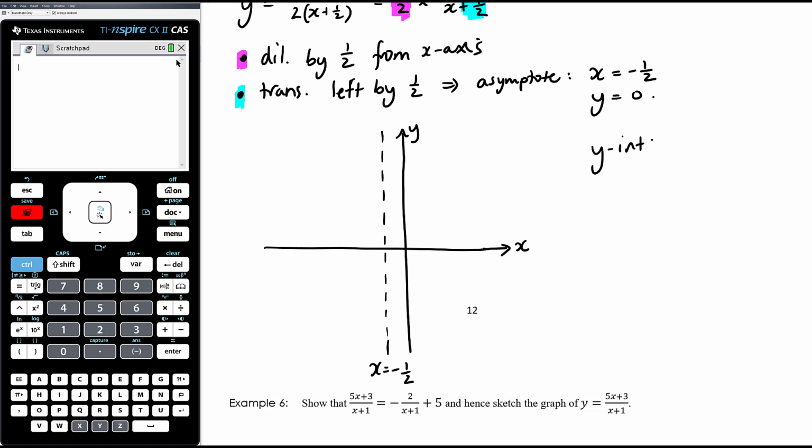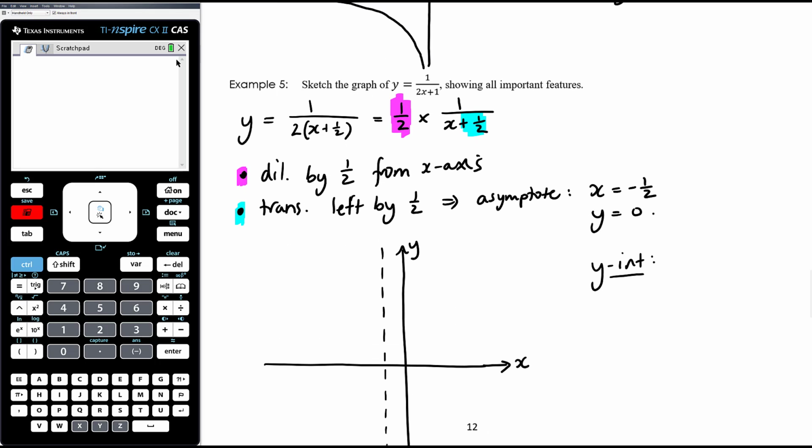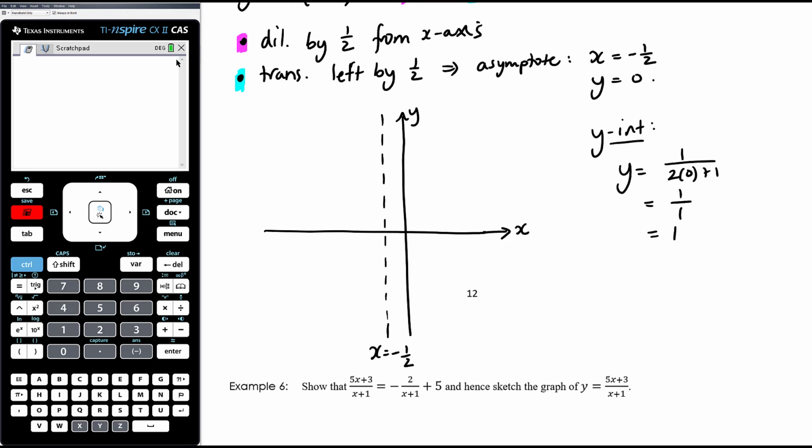So let's just work out the y-intercept. We let x equal 0. Let's go back to the original equation. So y equals 1 over 2 times 0 plus 1. So it's just 1 on 1, which is 1. So we've got a y-intercept at 1. So 0, 1. Let's draw in our hyperbola and draw it in over here as well.